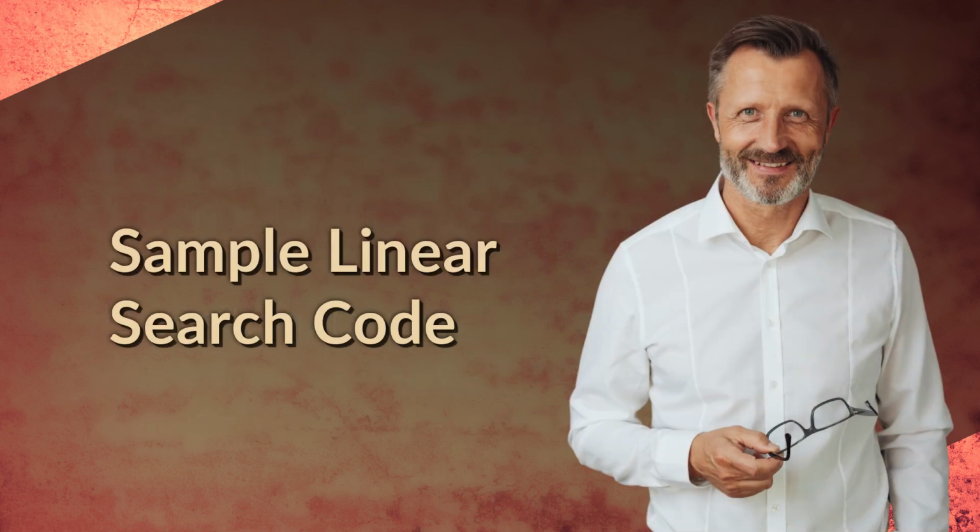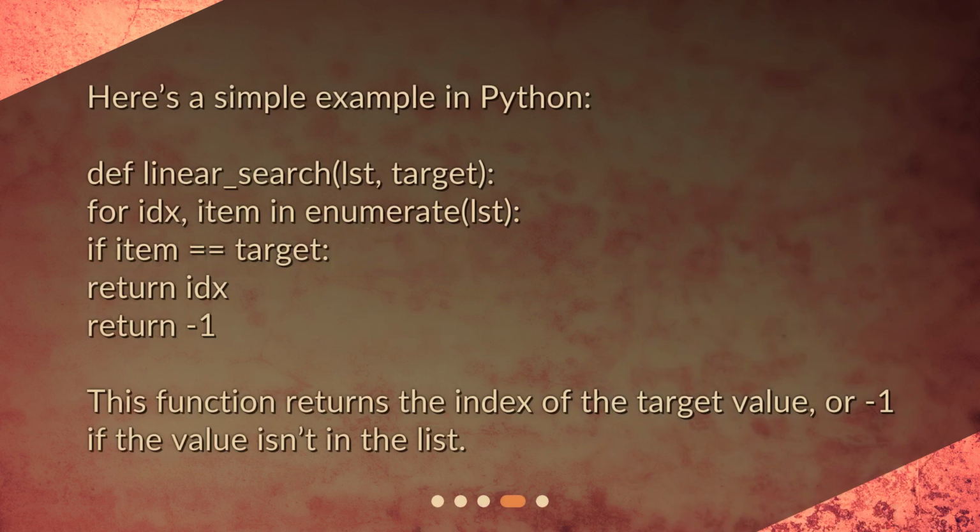Sample linear search code. Here's a simple example in Python. def linear_search(list, target): for idx, item in enumerate(list): if item == target: return idx. Return -1. This function returns the index of the target value, or -1 if the value isn't in the list.